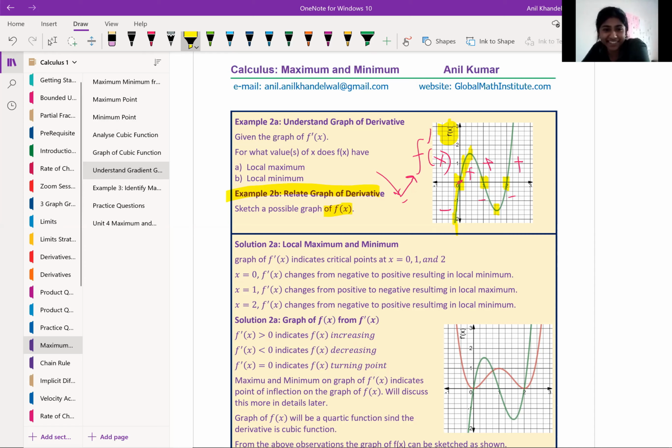Read the solution for me if you understand that part. The graph of f prime x indicates critical points at x equals 0, 1, and 2. At x equals 0, f prime x changes from negative to positive, resulting in a local minimum. At x equals 1, f prime x changes from positive to negative, resulting in a local maximum. At x equals 2, f prime x changes from negative to positive, resulting in a local minimum.